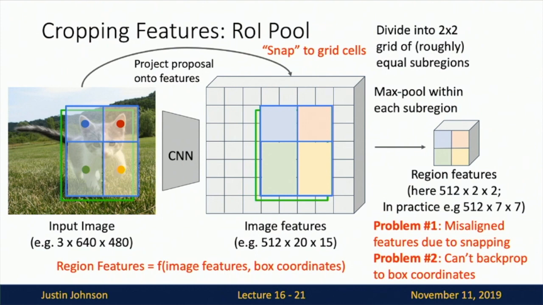So in this ROI pool operation, we can backpropagate from the region features back to the image features, but there's no way for us to backpropagate from the region features back to the coordinates of the bounding box at which we were doing this computation. That gives us a hint that maybe something is a little bit weird inside this ROI pool operation, because normally we like to use operations that are fully differentiable and can properly pass gradients between all of the inputs and all of the outputs. And that's not the case with this ROI pool operation.